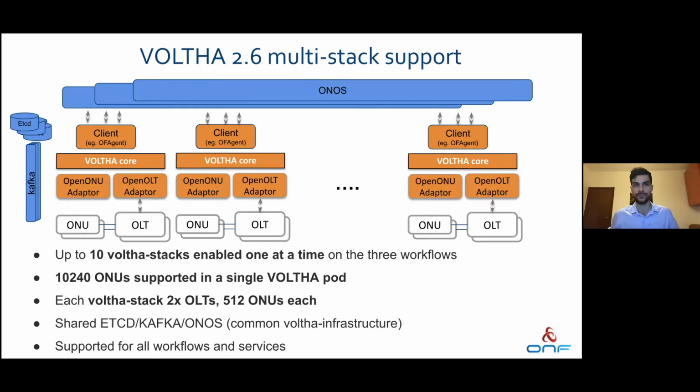Each Volta stack can support a number of OLTs with, again, up to 1024 ONUs. The common deployment that we have seen is 2 OLTs, 512 ONUs each. And there is no change in terms of support, meaning that going to multi-stack will not restrict you in the capabilities that Volta has. It will support all the services and all the workflows that I talked about up until now.